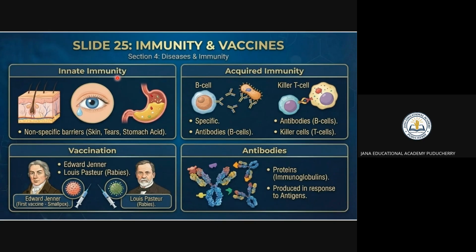You can see innate immunity. Innate immunity is natural immunity. You have to keep in mind that innate immunity is nothing but the natural immunity present from birth. This is not specific to external things. You have gained it from birth.